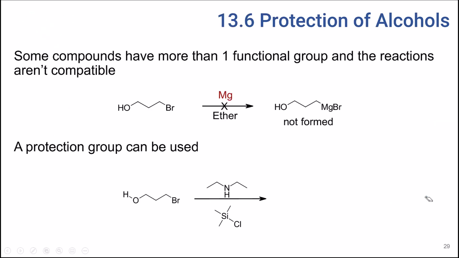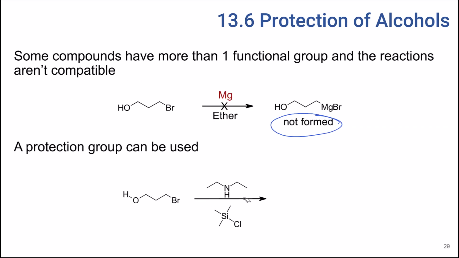Sometimes you might have a compound that has more than one functional group. If you do reactions, you have to be careful that your reactions aren't going to interfere with the other group. For example, if I tried to form a Grignard with a compound that had a bromo group and also an alcohol, it's not going to form. In order to do these reactions, we have to use what's called a protecting group.